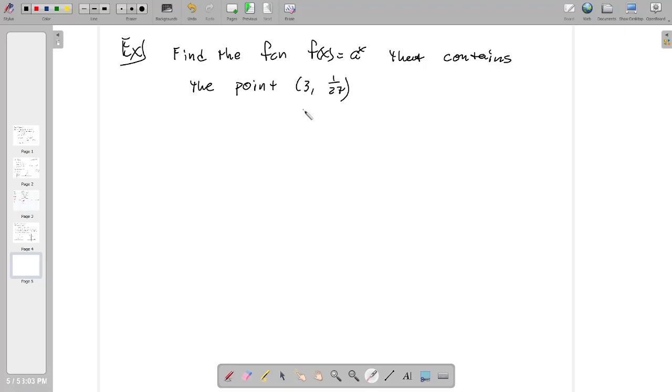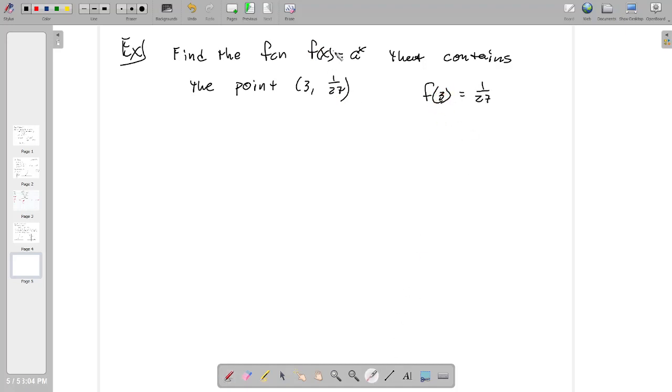I also know that this point is contained in this function, which means that if the x value is 3, then the f of 3 value is 1 over 27. So let's go ahead and write that. F of 3 is equal to 1 over 27.